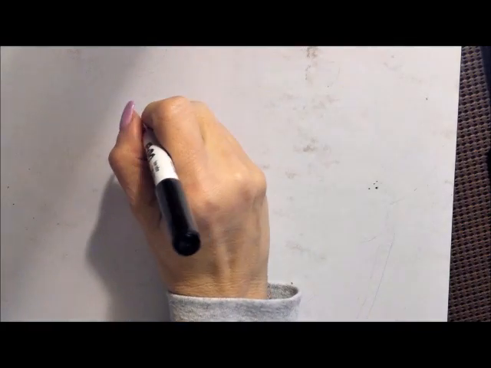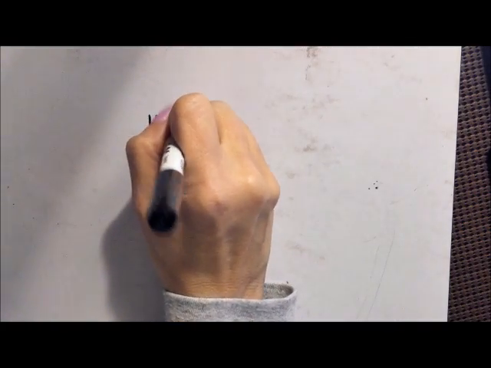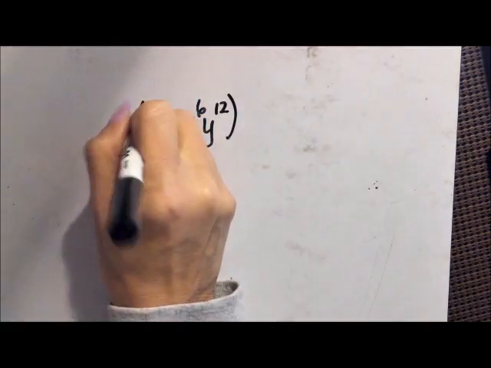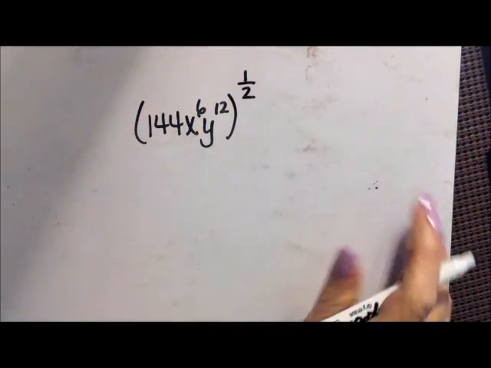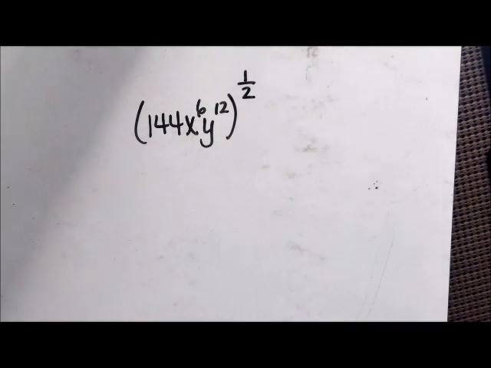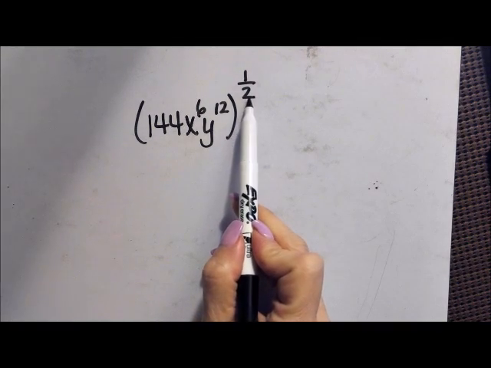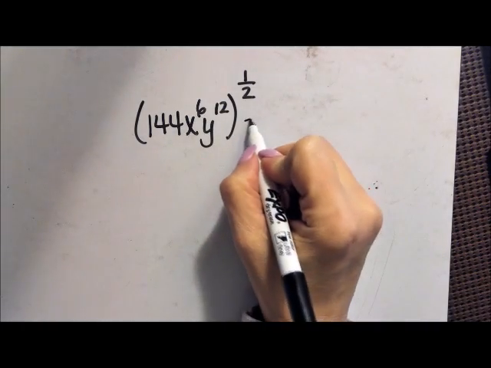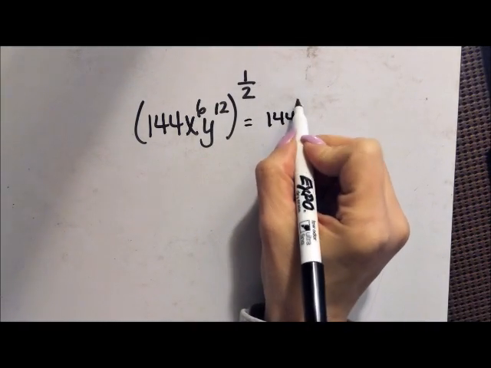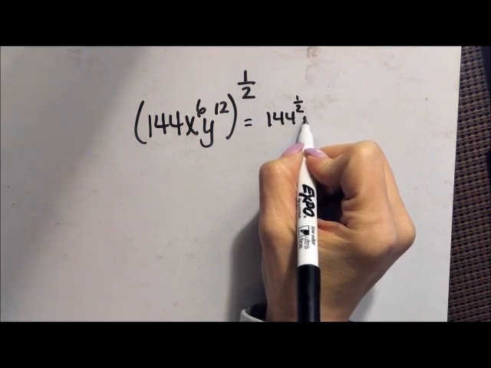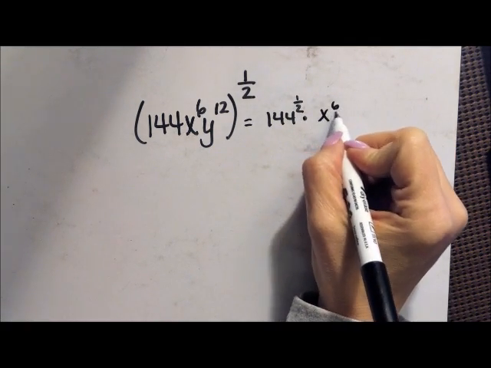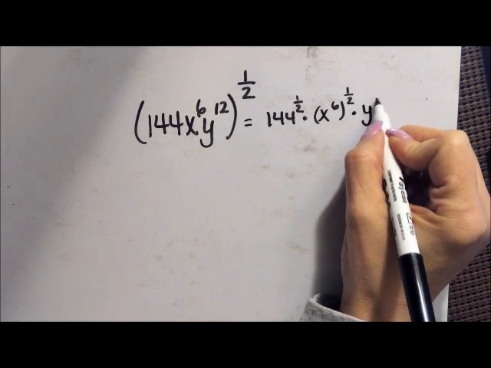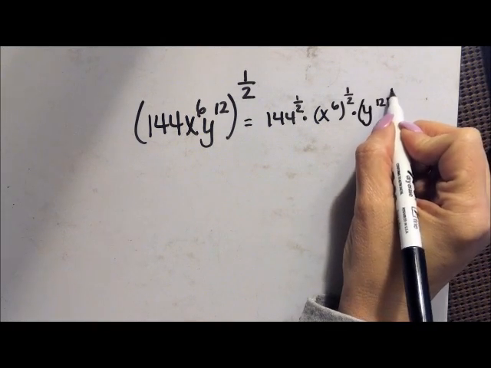All right, we had one other one that we did a lot of. Let's take one like this, and let's raise it to the 1/2 power. Now, remember this exponent, it's hard to say, well, how do I do half of this? Well, I need to expand it out and say 144 to the 1/2 power times x to the 6th, and I'm going to raise it to the 1/2 power, times y to the 12th, and I'm going to raise it to the 1/2 power.